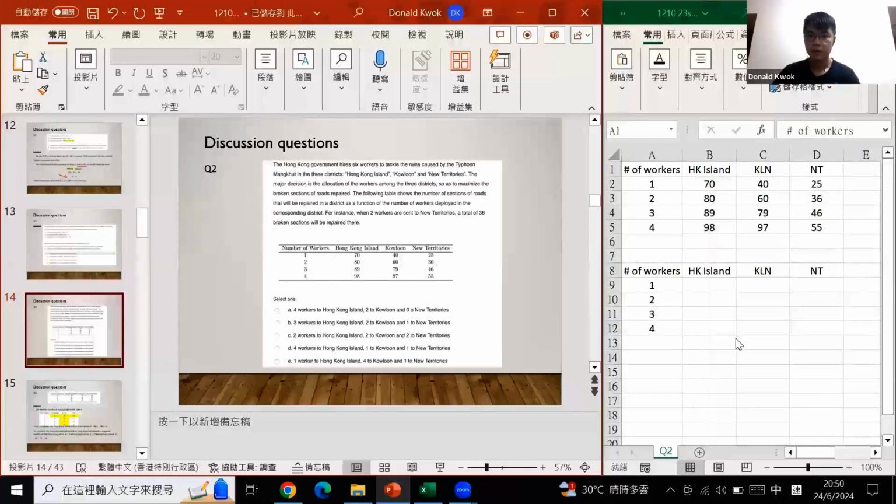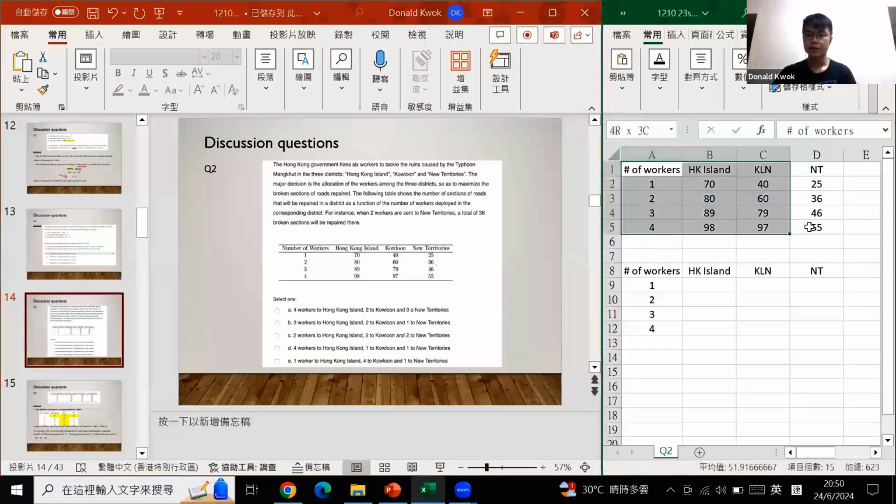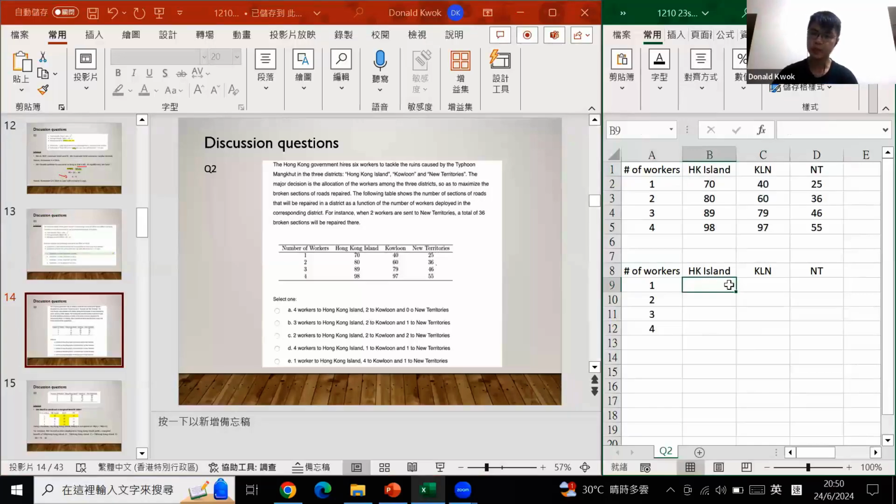All right, so you can see the slide and also the Excel on the right-hand side. Okay, so the table on top is the numbers directly given in the question. So how can we construct a marginal benefit table, and how can we interpret the marginal benefit figures? So let's say the marginal benefit of allocating the first worker to Hong Kong Island. What will be the number? It will be 70. Why?